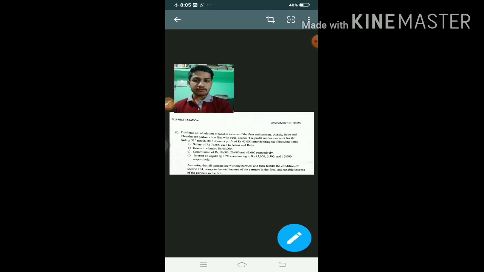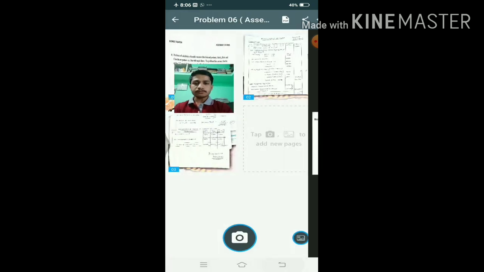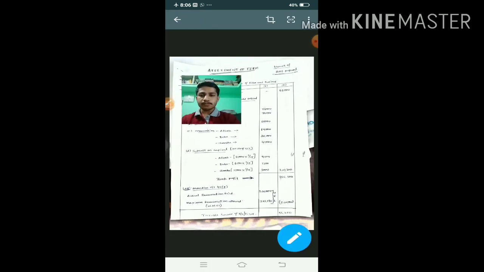So this is the explanation for the problem. Assuming that all are working partners and they are fulfilling the conditions under section 184, that is, they are eligible to claim deduction under section 40(b) from the book profit. Okay, so we compute the taxable income of the firm as well as the partners' accounts. We're going to see the solution for this problem. Okay, so this is the solution for the problem, that is, first computing the taxable income of the firm.